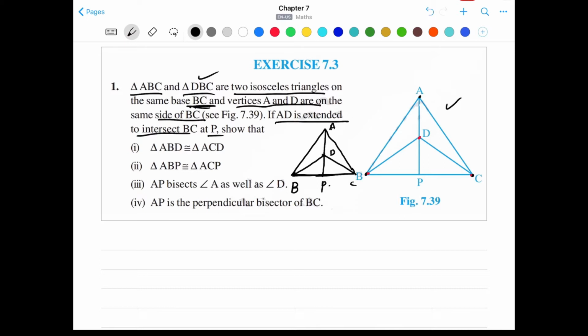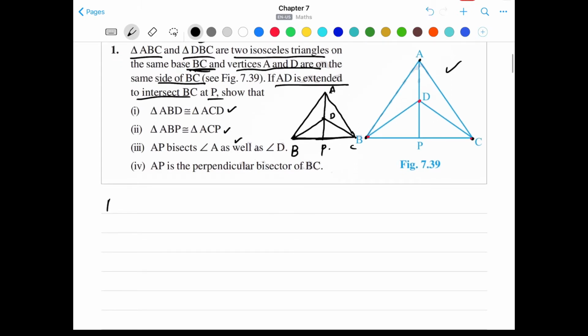We have to prove 4 things. First, triangle ABD is congruent to triangle ACD; second, triangle ABP equals triangle ACP; third, AP bisects angle A and angle D; and also AP is the perpendicular bisector of BC. These are the 4 things we have to prove. So let's first start by writing the given part, because that will help us in solving the question.